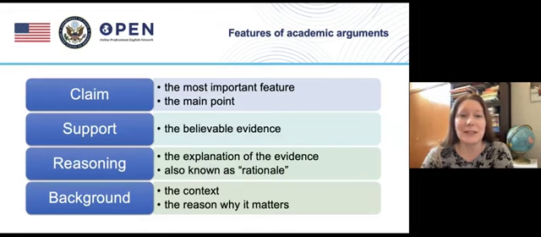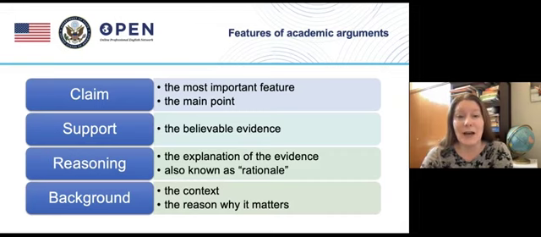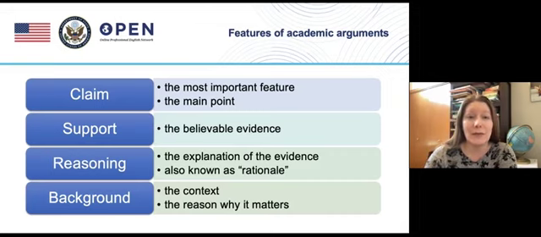Good academic arguments can be defined by a number of required features. The most important one is a claim. The claim is the main point of the argument. Then, arguments need support, which is believable evidence that explains how the claim is true. Arguments also need reasoning. This is an explanation of how the evidence proves that the claim is true. It is sometimes called rationale. And another important feature is background, which gives context for the argument and why it matters.